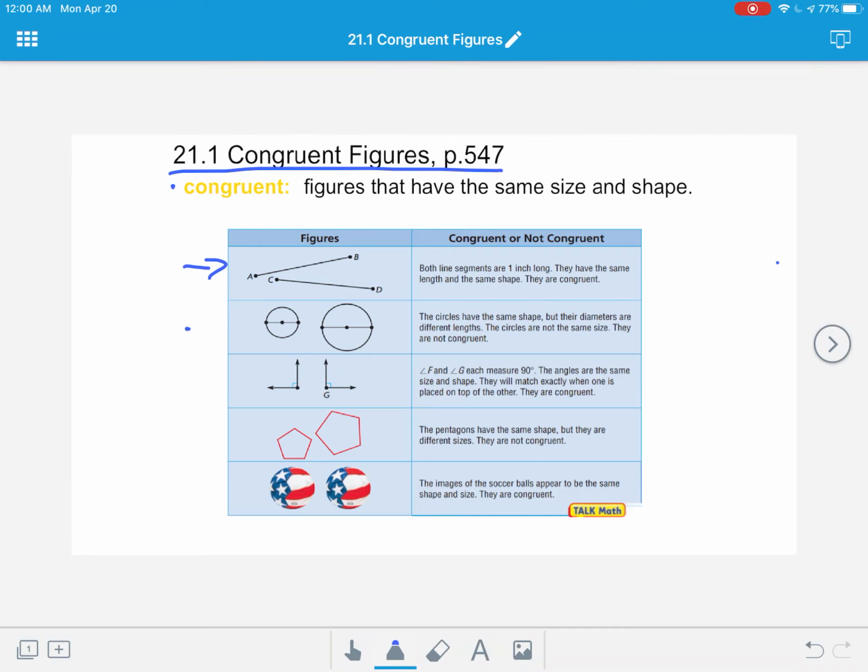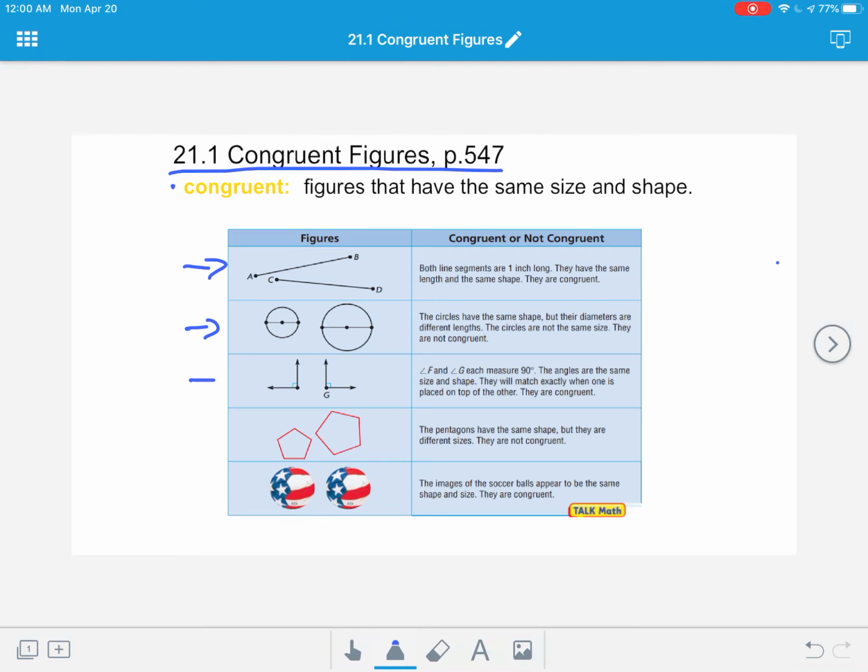Let's take a look at the second row. I see two circles. They're the same shape, but they're not the same size. These circles are not congruent because they are not the same size.